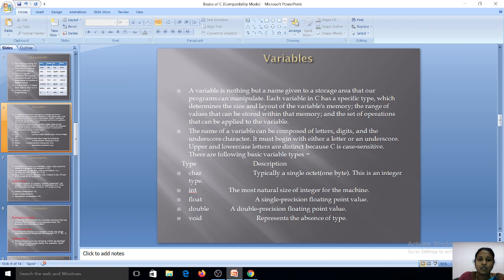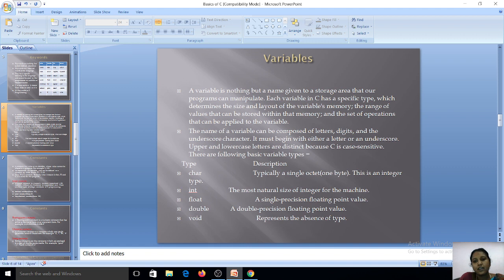Next we will see about variables. A variable is a name of a memory location. Variables are used to store values. Its value can be changed and it can be reused many times. The name of a variable can be composed of letters, digits and underscore. We can declare a letter followed by digits, and we can also use an underscore if there are two words.